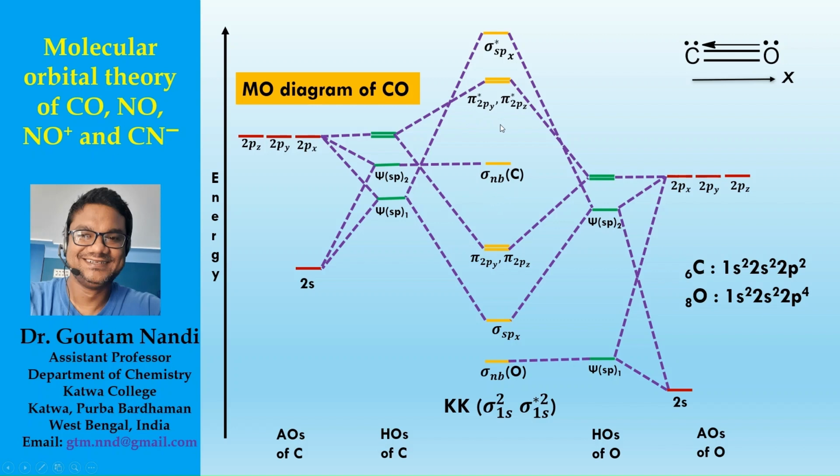Then come the anti-bonding orbitals. First two are the pi anti-bonding, pi star 2py and pi star 2pz, and then finally sigma star spx. Okay, once we have drawn this diagram, we can now assign these as the molecular orbitals of carbon monoxide. So first, atomic orbitals produce hybridized orbitals. Hybridized orbitals then produce the molecular orbitals of carbon monoxide. Now we will fill the diagram with electrons.